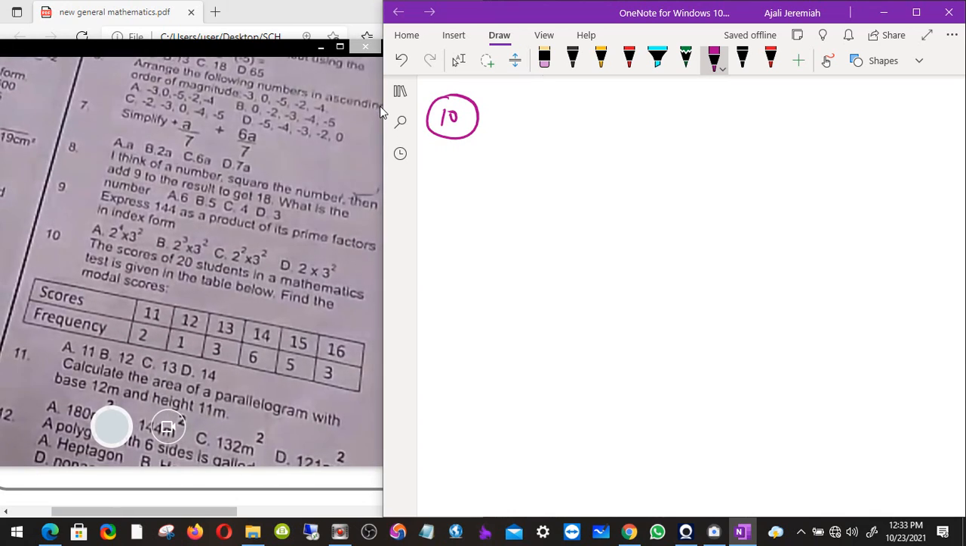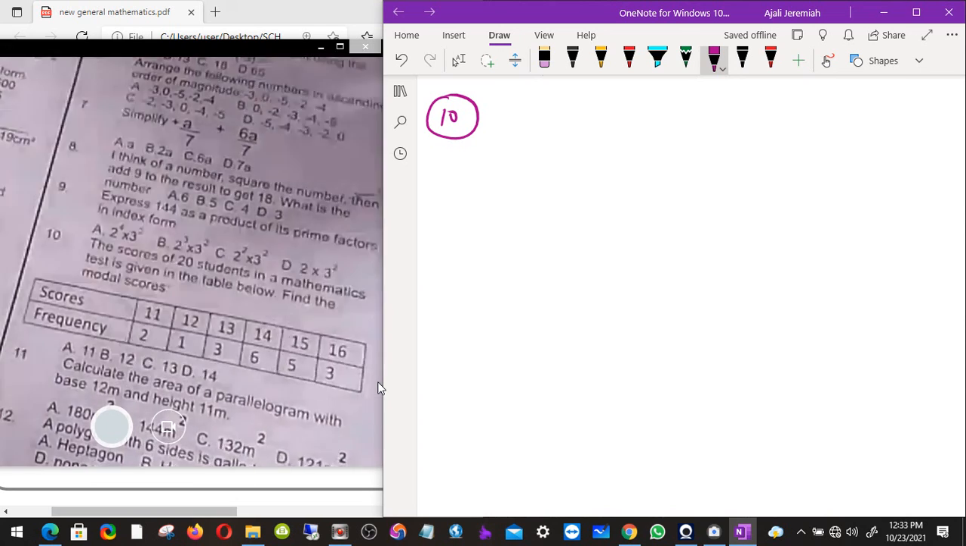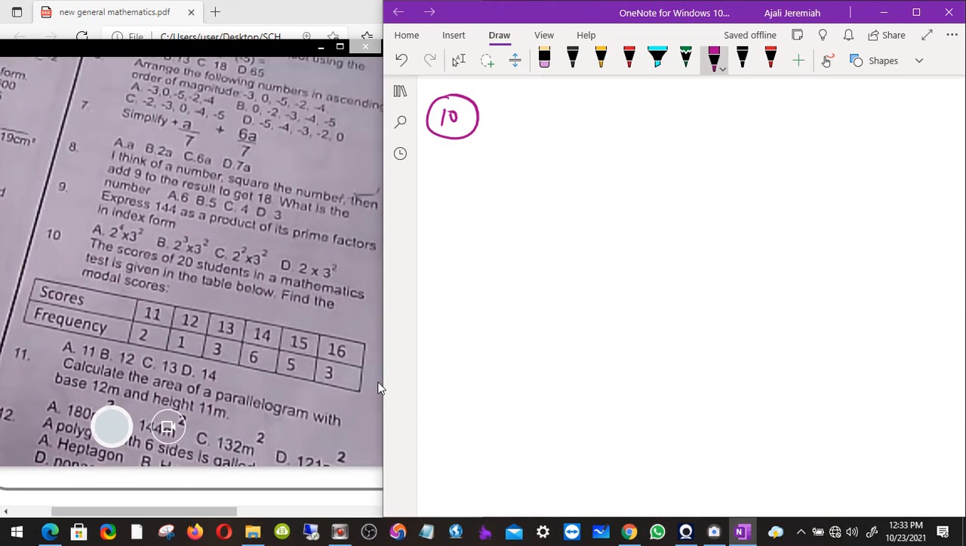The score of 20 students in the mathematics test is given. Can you see the table? Yes, sir. What is the modal score? Define modal score. This is the score with the highest frequency.